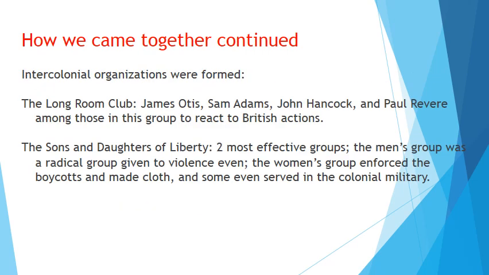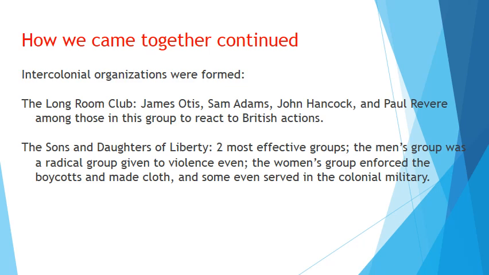In addition to meetings being held, intercolonial organizations were formed. One of them is called the Long Room Club. And if you remember, it was the Iroquois who had the long rooms. It's also the Iroquois that have the bicameral house system with the house above it that can veto, kind of like our checks and balances that we've seen between the executive branch and the legislative branch. So we have the Long Room Club. Significant members of the Long Room Club are James Otis, Sam Adams, John Hancock, and Paul Revere. There are others, but those are the most important ones that we know of.